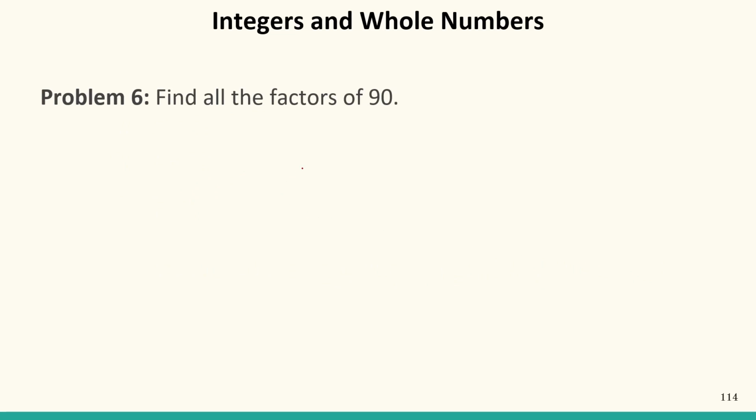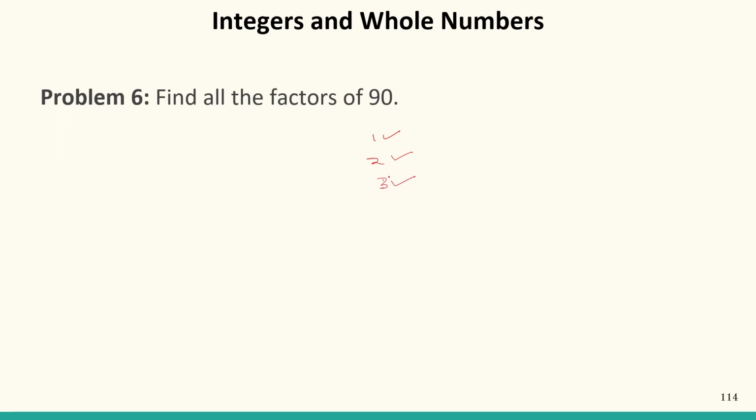Okay. So find all the factors of 90. Okay, so you have 90. So let's try to go forward from 1. So 1 divides, right? So 2 divides because it is an even number. Okay. And 3 divides because adding all the digits, we are left with 9, and 3 divides 9. So 3 is a factor.